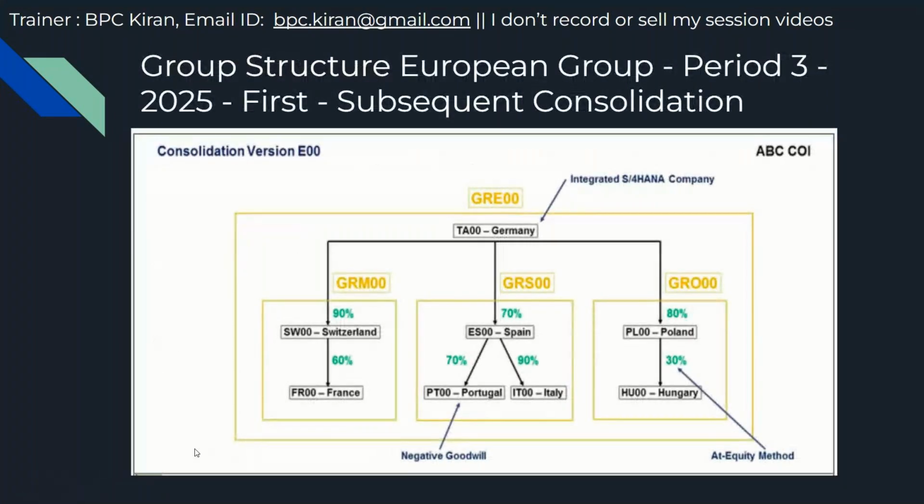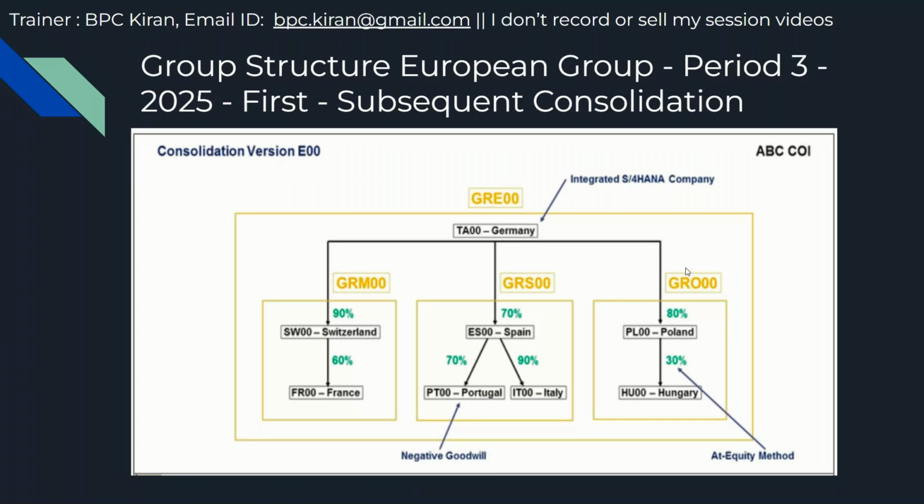As I said yesterday, the group structure we are going to create is based on the Europe group. First, Europe group is the highest group. Down from that group, we have Central Europe, Southern Europe, and Eastern Europe. We are considering consolidation units like Switzerland and France in Central Europe, Spain, Portugal, and Italy in Southern Europe, and Poland and Holland under Eastern Europe.